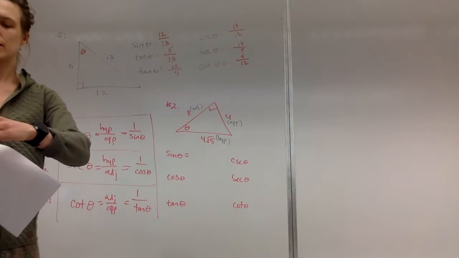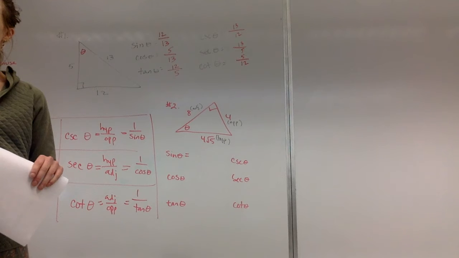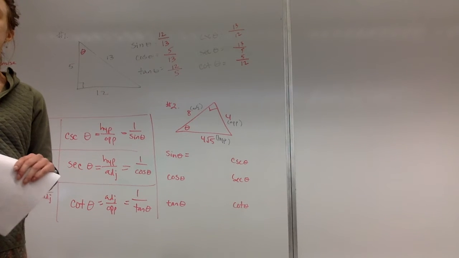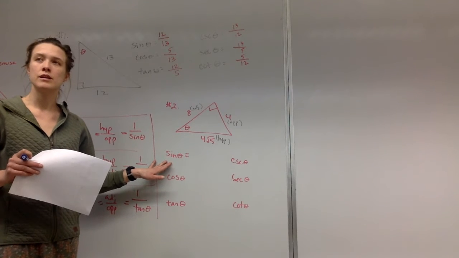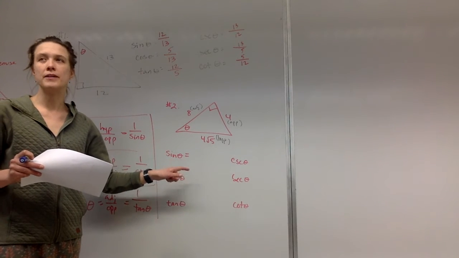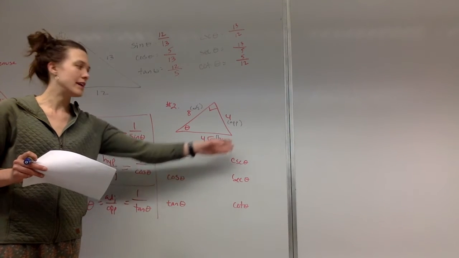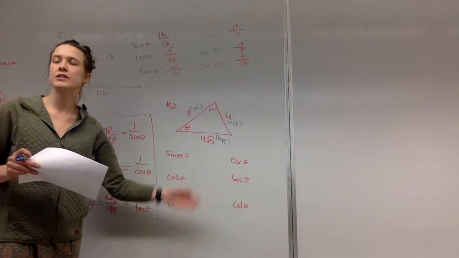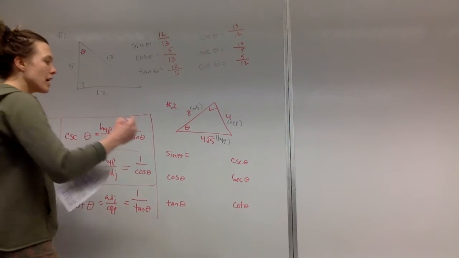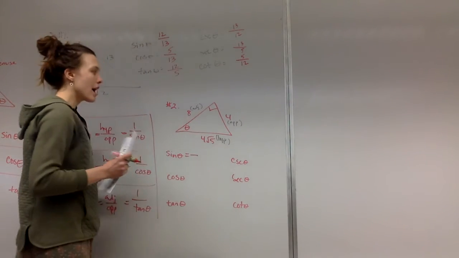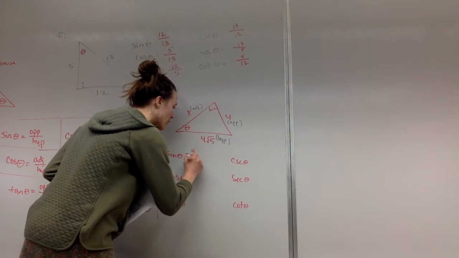Is it always the same order of things? For these ratios, yeah, the ratios are always the same. Opposite over hypotenuse, adjacent over hypotenuse, opposite over adjacent, and then the reciprocals. It's always the same ratio for these. So for sine, my opposite over hypotenuse, I have 4 over 4 radical 5.